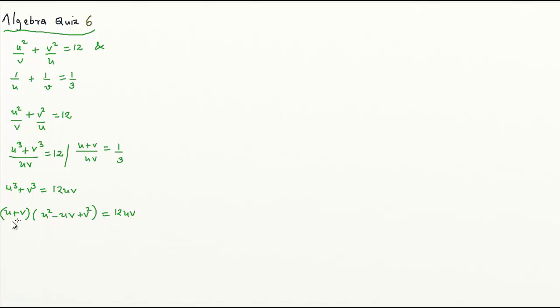And then I'm going to substitute for this u plus v from this equation. So the u plus v is going to be uv divided by 3. So it's going to be uv divided by 3 times u square minus uv plus v square is equal to 12uv. So what I get is u square minus uv plus v square is equal to 36.